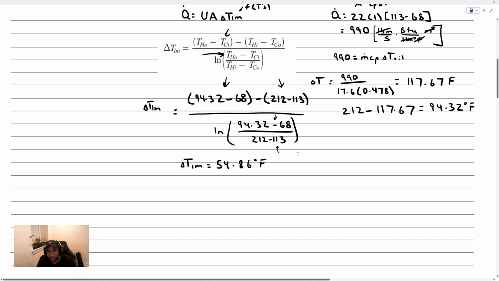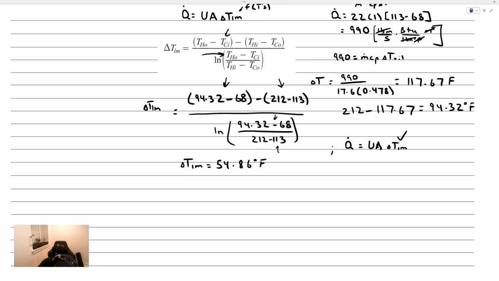Okay, let's finally plug into that upper equation. The fact that the heat transfer rate is equal to U A delta T log mean. We have the log mean temperature difference we just calculated. We know what the heat transfer is. We know what the area is that was given as 129 square feet. So we can go ahead and calculate U. That's Q dot divided by A delta T log mean. Q dot was 990. Area is 129. And delta T log mean is 54.86.